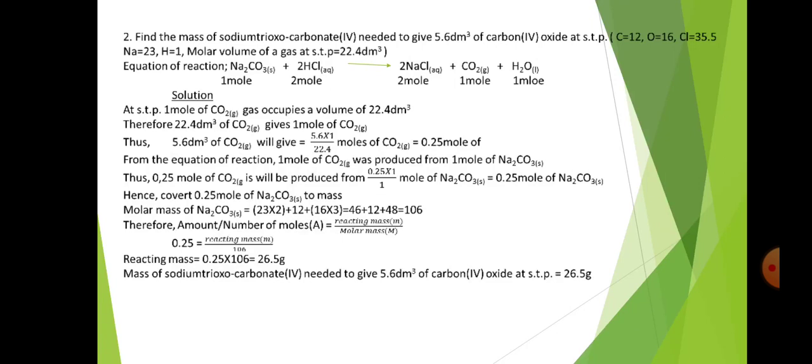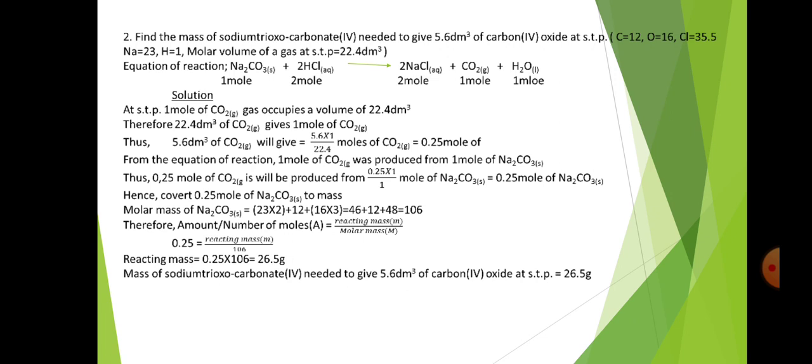Number 2, find the mass of sodium trioxocarbonate IV needed to give 5.6 dm3 of carbon IV oxide at STP. Now, from the equation of that reaction, you are having 1 mole of sodium trioxocarbonate IV reacting with 2 moles of hydrochloric acid to give 2 moles of sodium chloride, 1 mole of carbon IV oxide, and 1 mole of water.